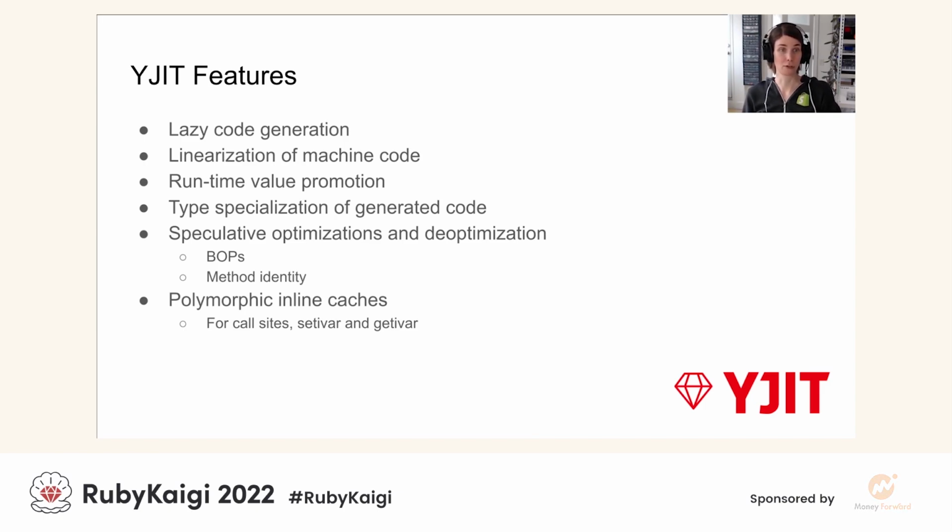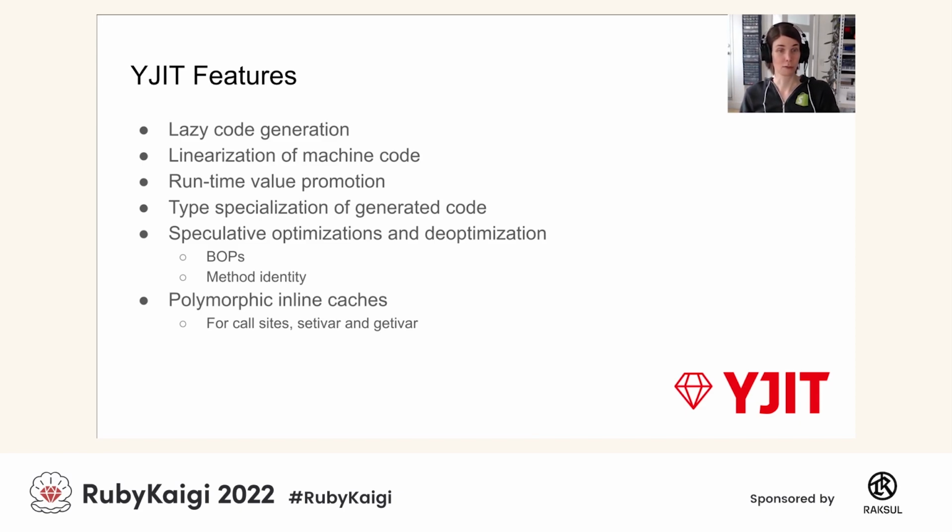YJIT is able to do runtime value promotion. That is, specialized code based on values that are happening at runtime. It can also specialize machine code based on types that are observed at runtime. And it can do speculative optimization and de-optimization. For example, we can speculate that BOPs will not be invalidated. So that is, in Ruby, you can redefine methods on integers, for example, but YJIT is able to speculate that this will not happen. So it doesn't need to constantly check that these basic operations are not redefined.